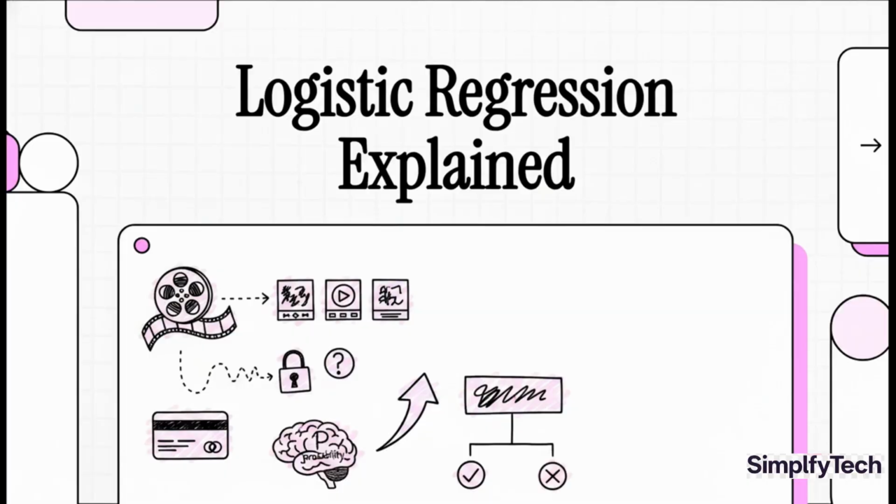How does a service like Netflix just know what movie you're going to click next? Or how does your bank decide, in literally a split second, if a transaction is fraud? Well, it's not magic. It's actually one of the most fundamental and powerful algorithms in machine learning. And it's all designed to answer a really simple but critical question: yes or no. And today, we are going to break down exactly how it works, from the ground up.